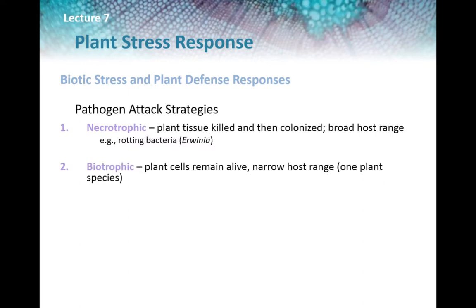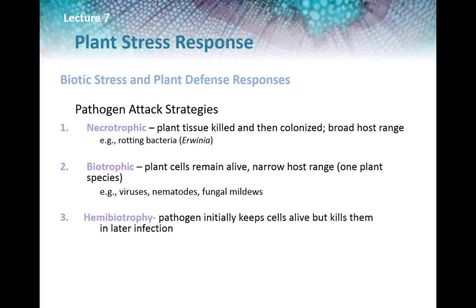The second type of strategy belongs to the biotrophic pathogens. Biotrophic pathogens keep their cells alive, but they have a narrow host range, most likely one plant species. Examples of that would be viruses, nematodes, and fungal mildews. The third pathogen strategy is hemibiotrophy, where pathogens initially keep cells alive but kill them in later infection.